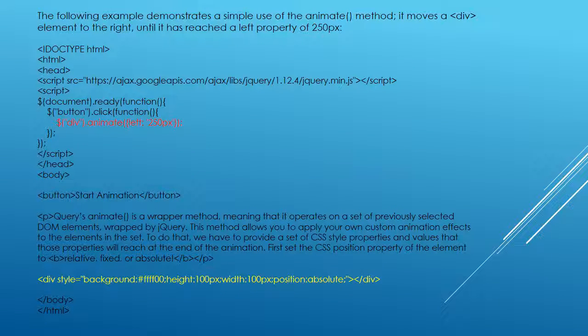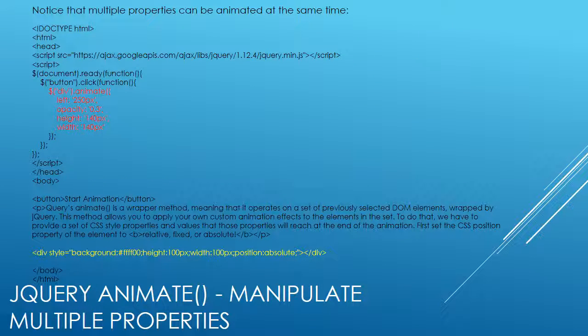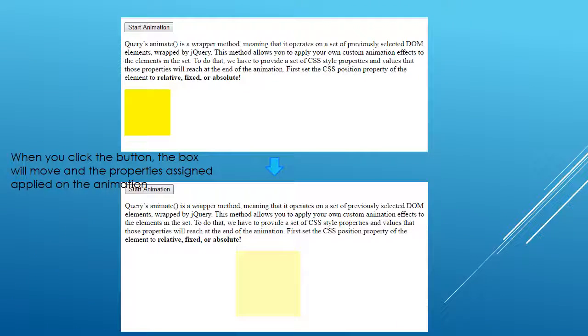The following example demonstrates a simple use of the animate method. It moves a div element to the right, until it has reached a left property of 250 pixels. When you click the button, it will move. Notice that multiple properties can be animated at the same time. When you click the button, the box will move and the assigned properties will be applied in the animation.